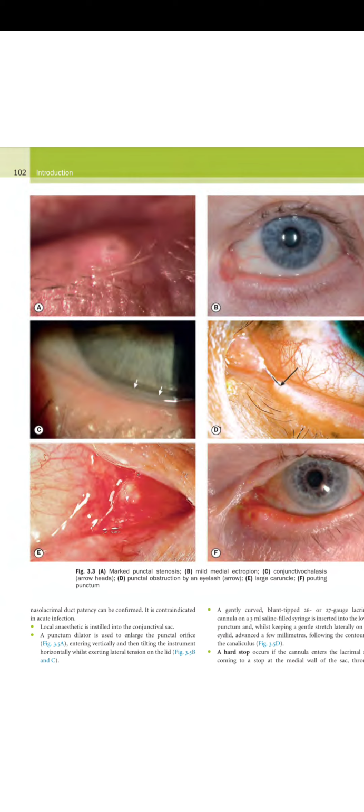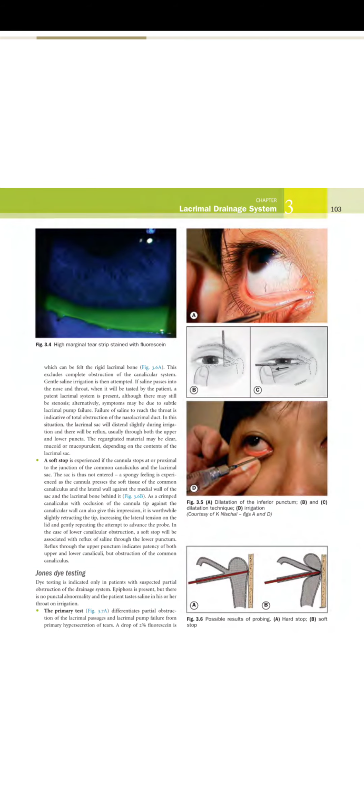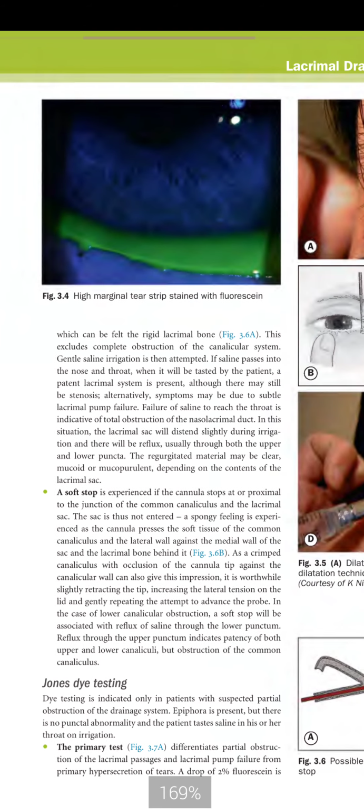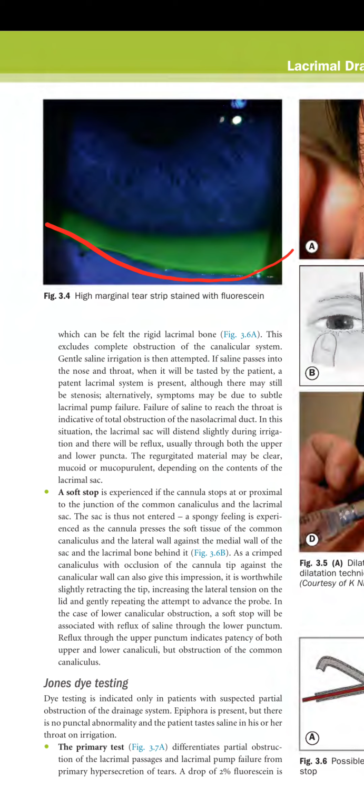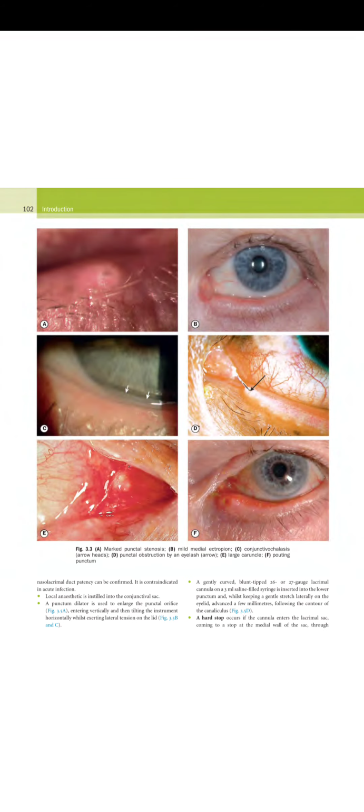A is showing marked punctal stenosis. You can see that there is a punctal stenosis. B is showing ectropion, mild medial ectropion. C is showing conjunctivochalasis. D is showing a hair follicle in the ampulla, and E is showing a large truncal, and F is showing the pouting punctum in a case of acute canaliculitis. So this is showing the high marginal tear meniscus strip stained with fluorescein. And now we will discuss the lacrimal drainage system.